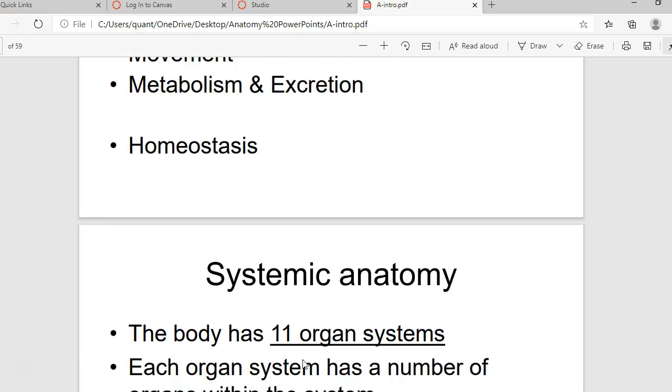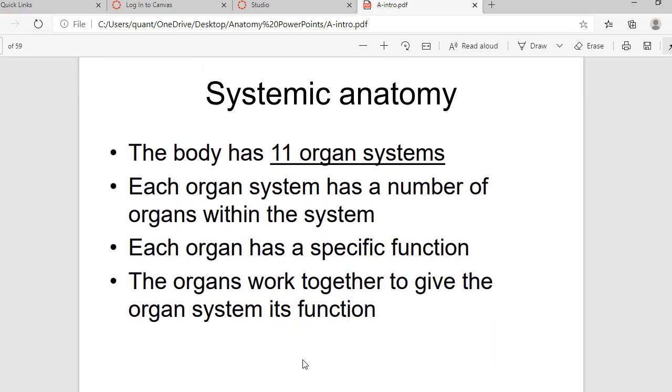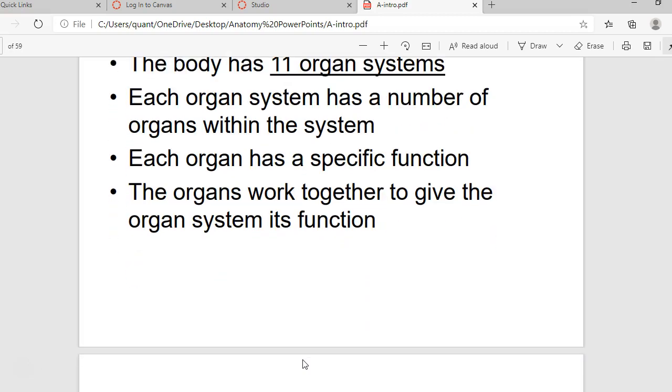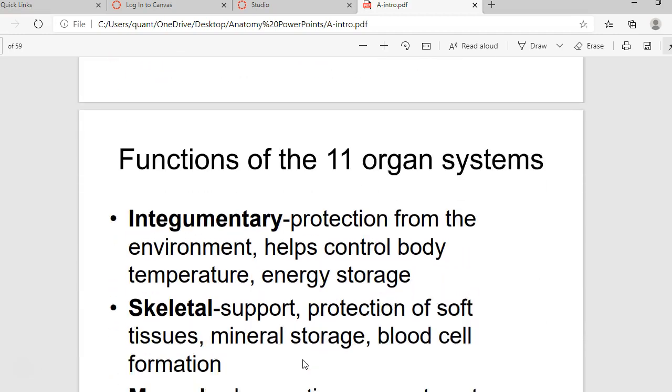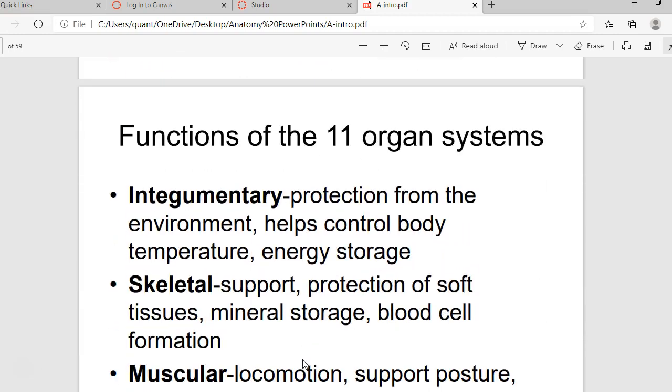Okay. The body has 11 organ systems. Each organ system has a number of organs within the system. Each organ has a specific function or functions, and the organs work together to give the organ system its function. So here's the organ systems, or some of them. Integumentary, think skin, hair, and nails. Protection from the environment, helps control the body temperature.